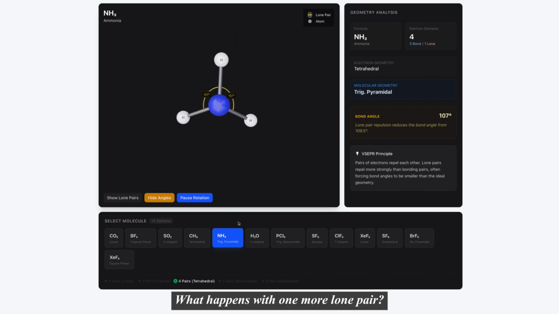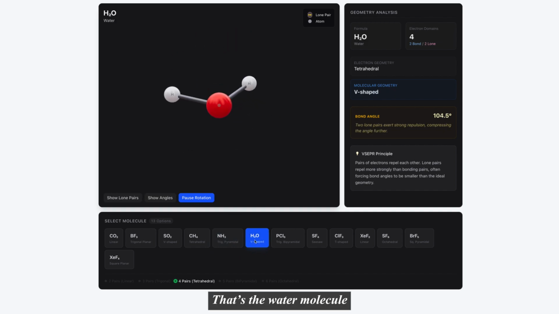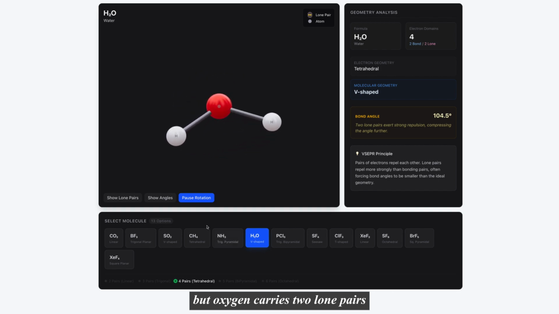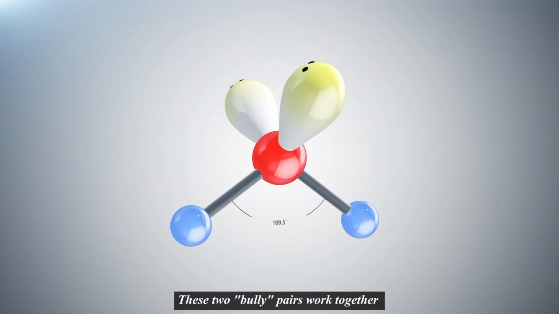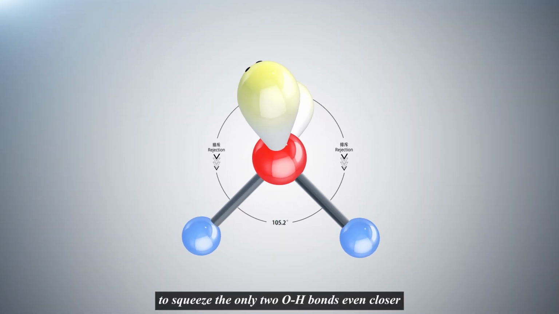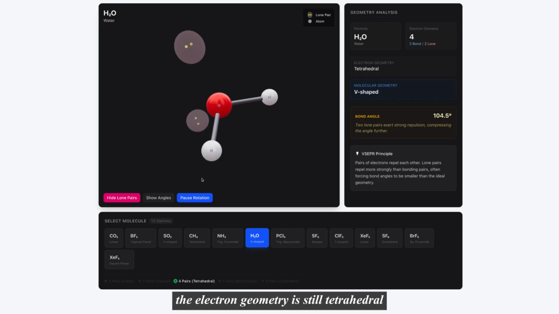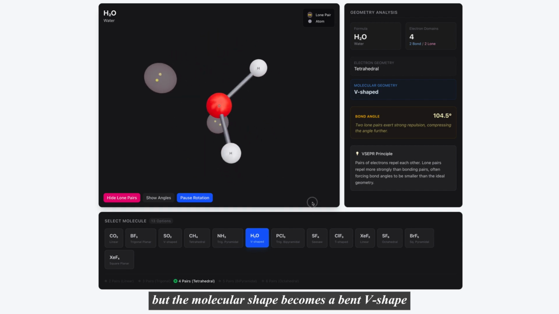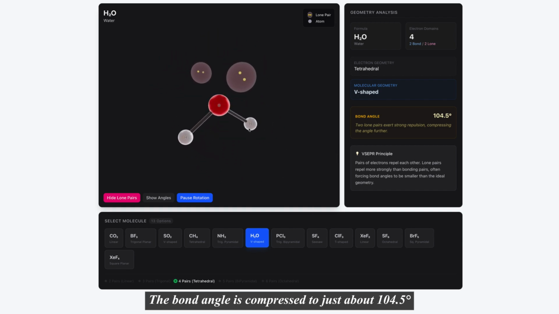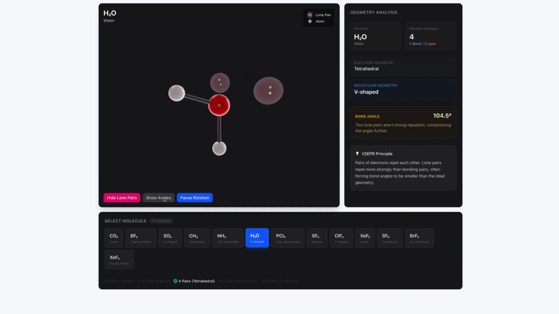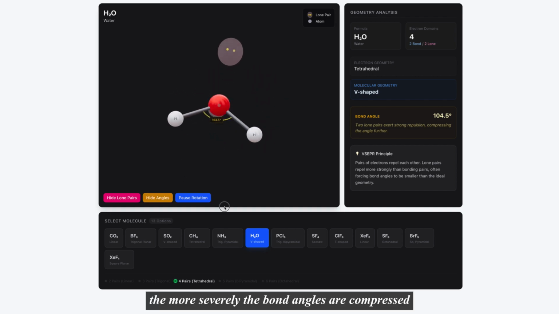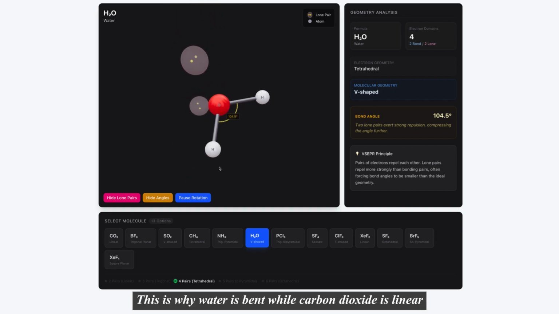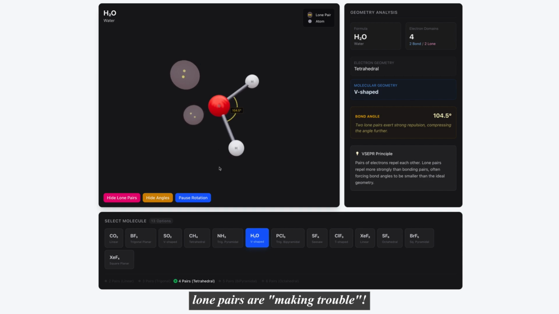What happens with one more lone pair? That's the water molecule, an oxygen atom bonded to 2 hydrogen atoms, but oxygen carries 2 lone pairs. These 2 bully pairs work together to squeeze the only 2 OH bonds even closer. Thus, the electron geometry is still tetrahedral, but the molecular shape becomes a bent V shape. The bond angle is compressed to just about 104.5 degrees. The more lone pairs, the more severely the bond angles are compressed. This is why water is bent while carbon dioxide is linear. Lone pairs are making trouble.